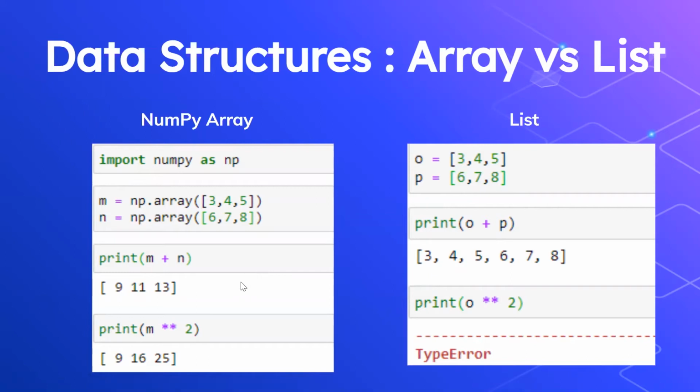Whereas in the NumPy array, I'm summing each element in a pairwise fashion. So 3 plus 6, 4 plus 7, 5 plus 8, and this is your output. So yeah, that's another difference. And there are some operations that are a little bit easier on NumPy arrays than they are in lists. For example, in a NumPy array, you can do operations like raising each element to the power of 2 with this very simple line of code. Whereas in a list, this will give you a type error.